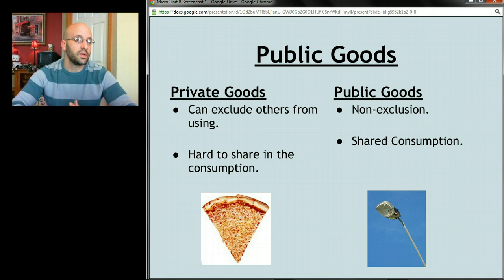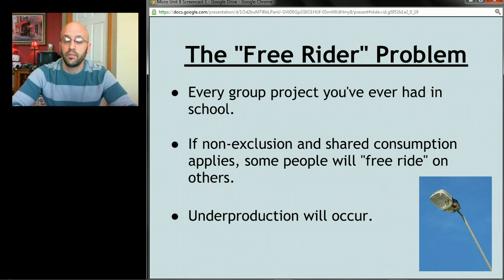On the other hand, with something like a slice of pizza, you can't really share the consumption. Any bite that I take is a bite that you can't take, unless we want to be really gross about the whole thing. Well, when goods have these two qualities, non-exclusion and shared consumption, private markets won't produce them, or won't produce them in high enough quantities. And the reason for that is called the free rider problem.